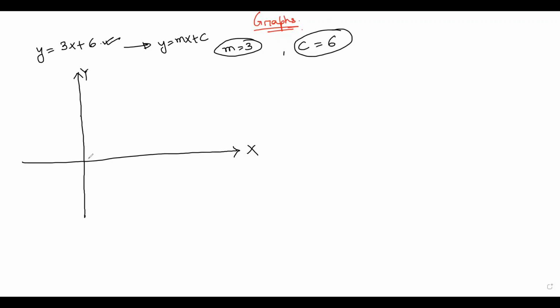Since the y-intercept is positive, the line would be passing through a point above the x-axis, and that point would be (0, 6). Let us put (0, 6) to be somewhere here.